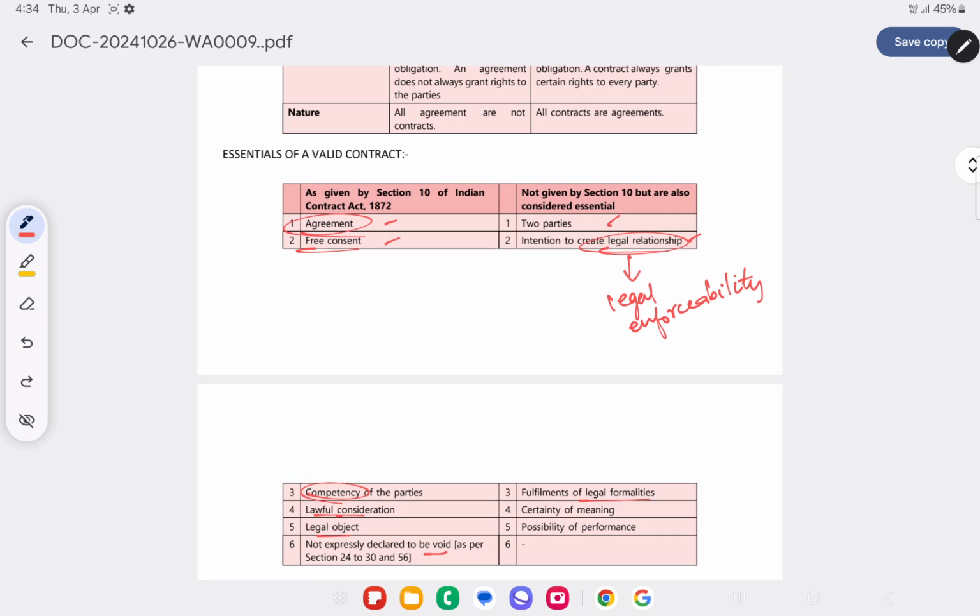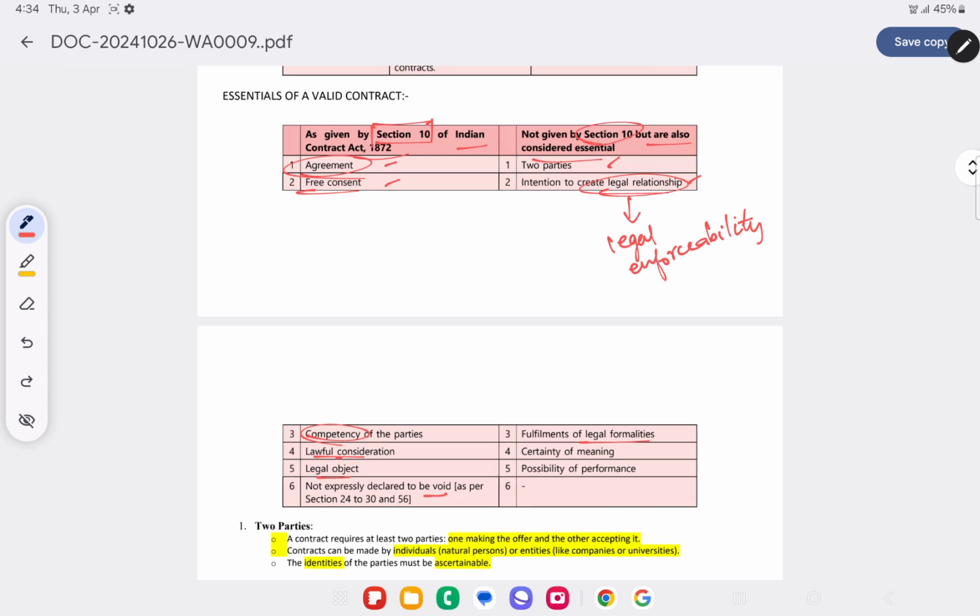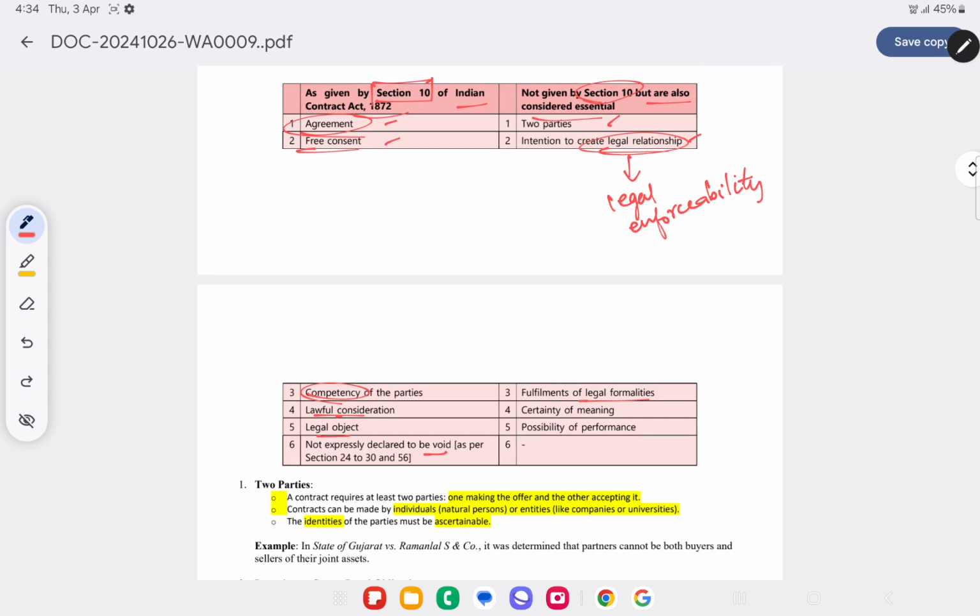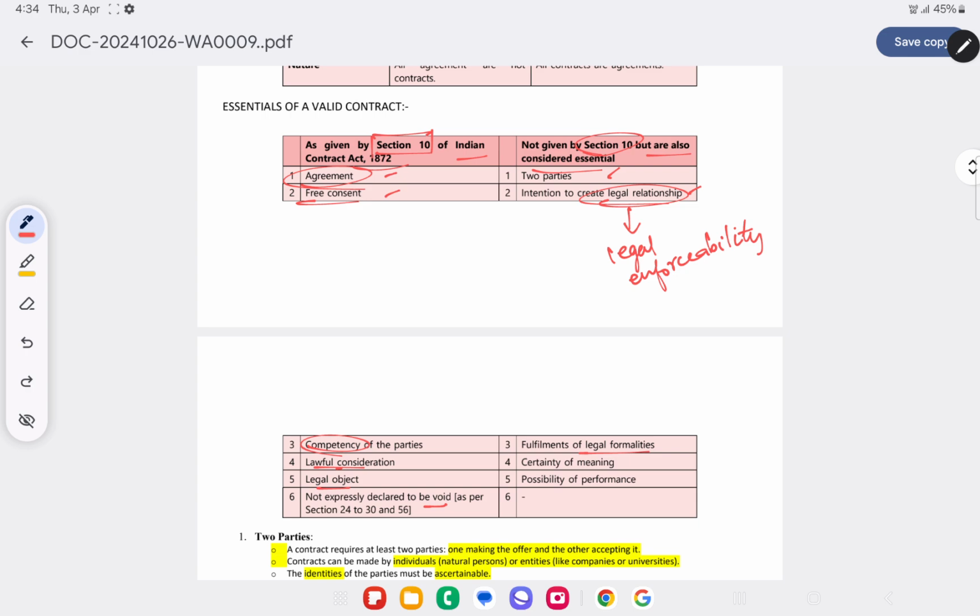Now if we go to see what are the essentials of a valid contract, they can be divided into two categories. One is those which are required under section 10 of the Indian Contract Act, and the other category is those which are not required by the act per se, that is by section 10, but again these are also essential elements. Now what are those required by the act? One is agreement, free consent, competency of parties, lawful consideration, legal object, and not expressly declared to be void. We will look into these in detail in the upcoming pages.